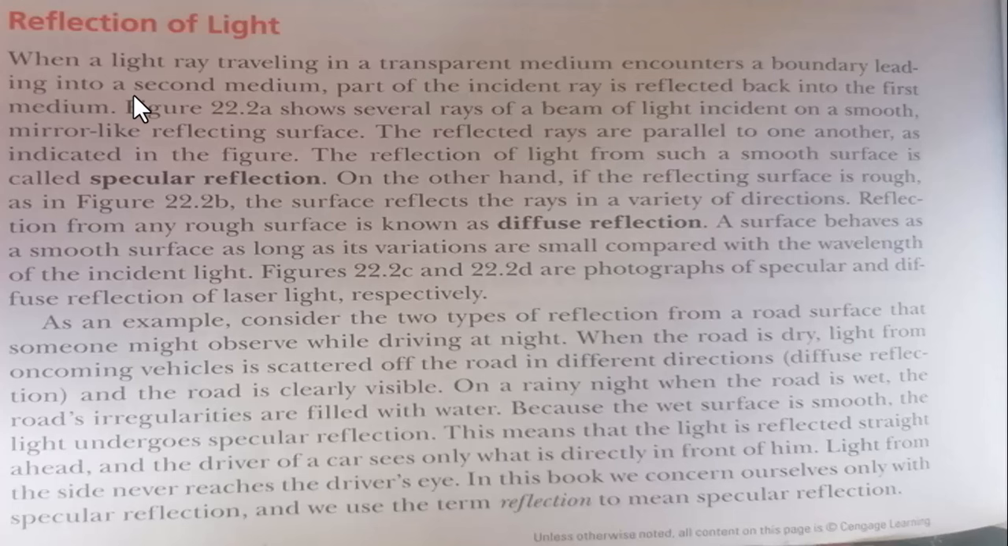Let me reread this once again. When a light ray traveling in a transparent medium encounters a boundary leading into a second medium, part of the incident ray is reflected back into the first medium. So here we are. Light is moving from the first medium, the air, to a second medium, which is the glass. And we are therefore saying, during this process, let me just do this very, very fast.